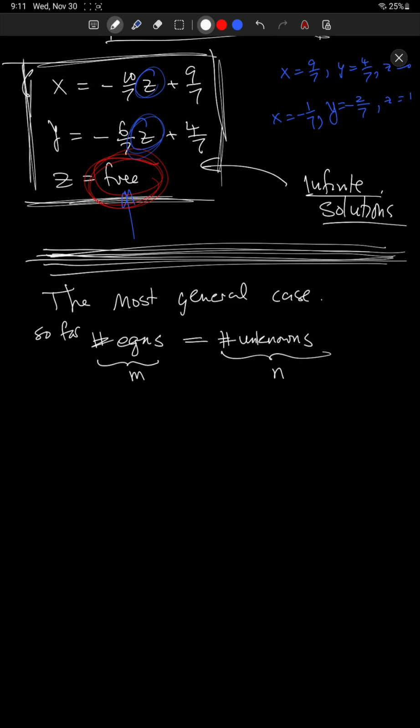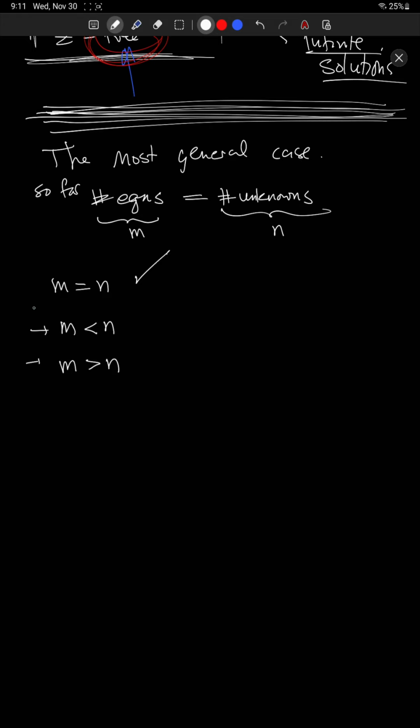Now, what happens if you want to solve a system where the number of equations and unknowns are different, right? What if you had fewer equations than unknowns? Or what if you had more equations than unknowns? How do you deal with those? So let me write m equals n. We know how to deal with that pretty much, right? So how do we deal with it if you have fewer equations than unknowns?